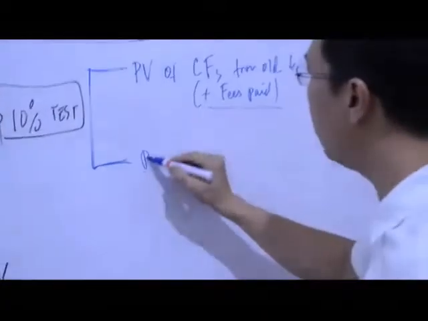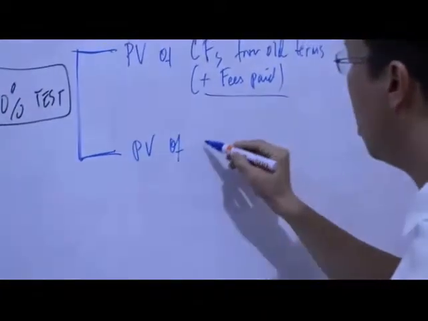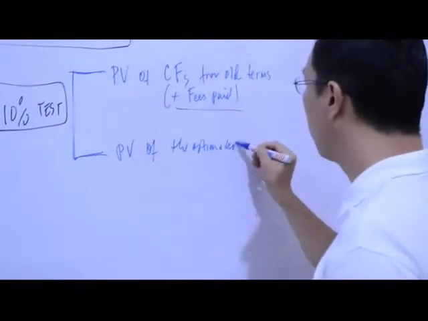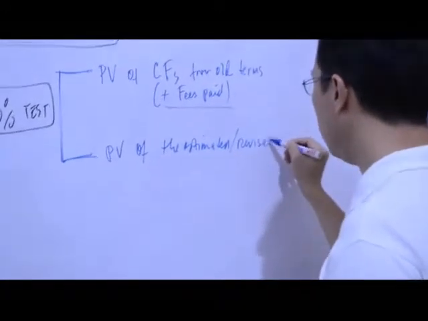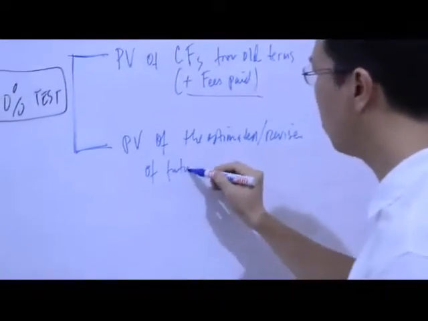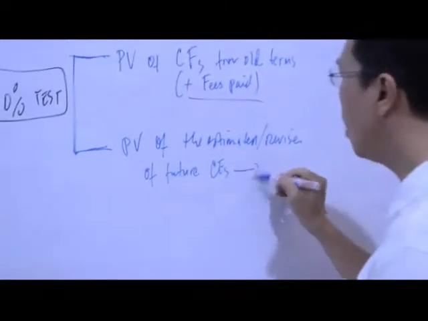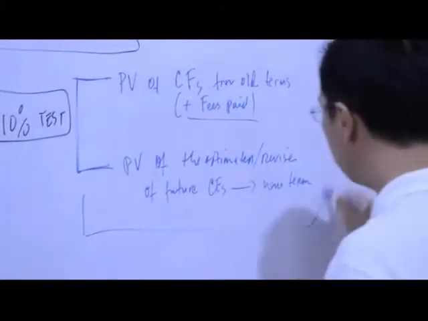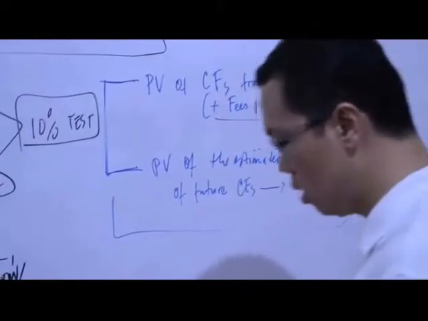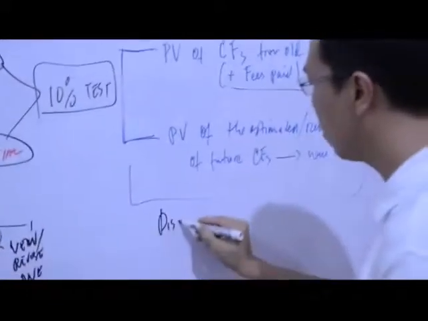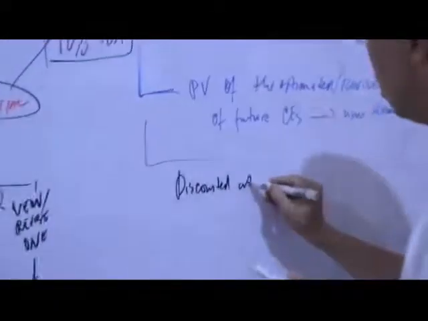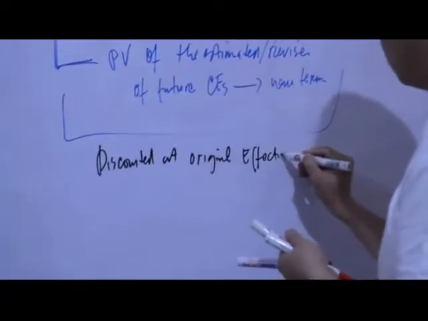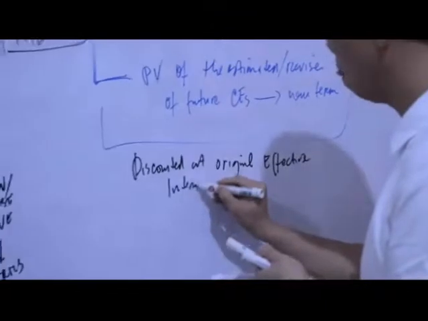But at the same time, you have the present value of the estimated or revised future cash flows under the new terms. Because I'm talking about present value, all of this is discounted at the original effective interest rate.